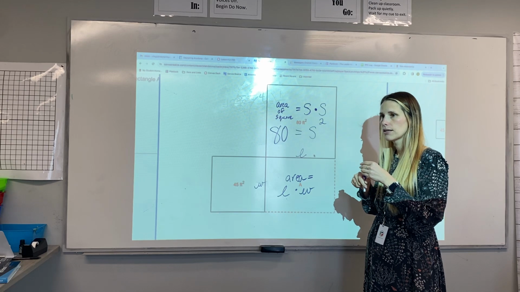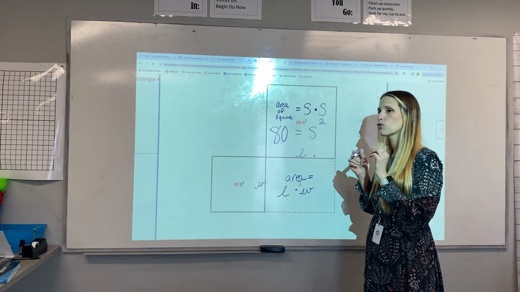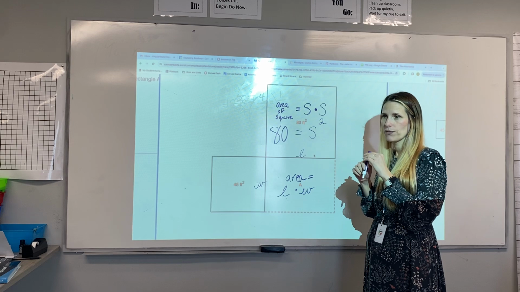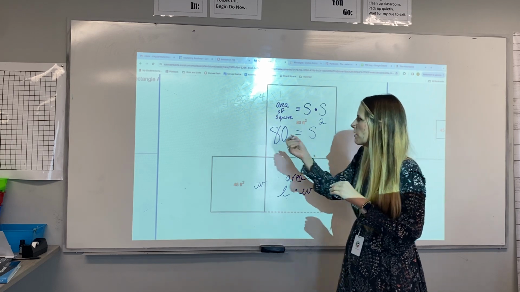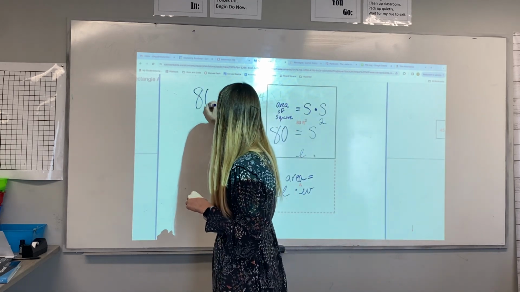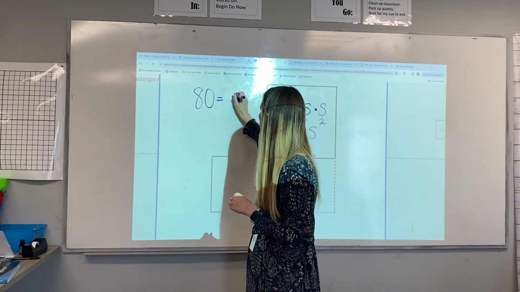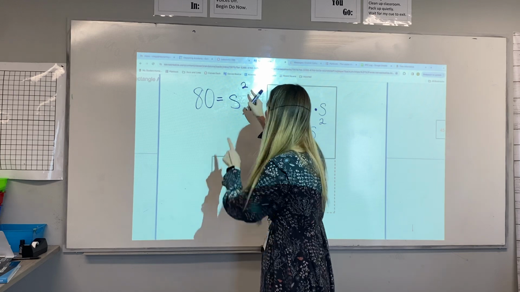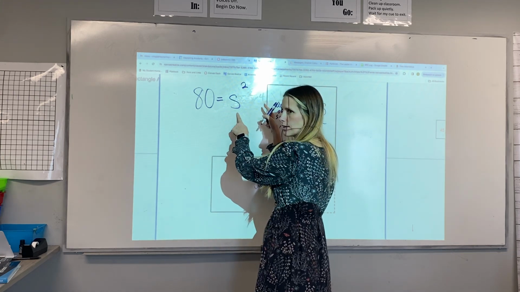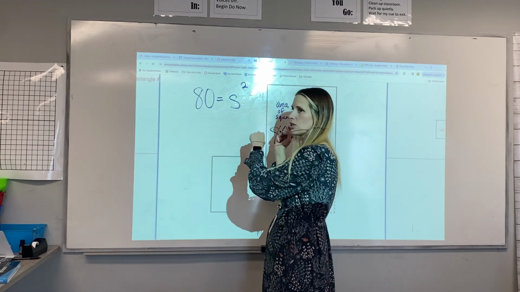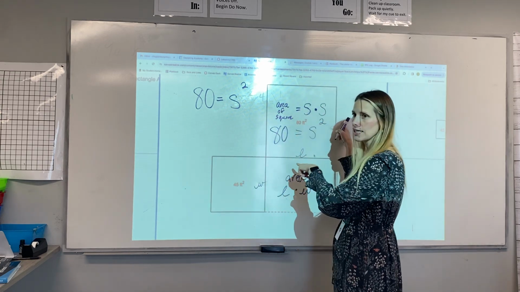80 divided by 4. No, that would be if the perimeter was 80. So if 80 is when the side is squared, 80 divided by 2. 80 divided by 2 is 40. 40 times 40 is 1600.